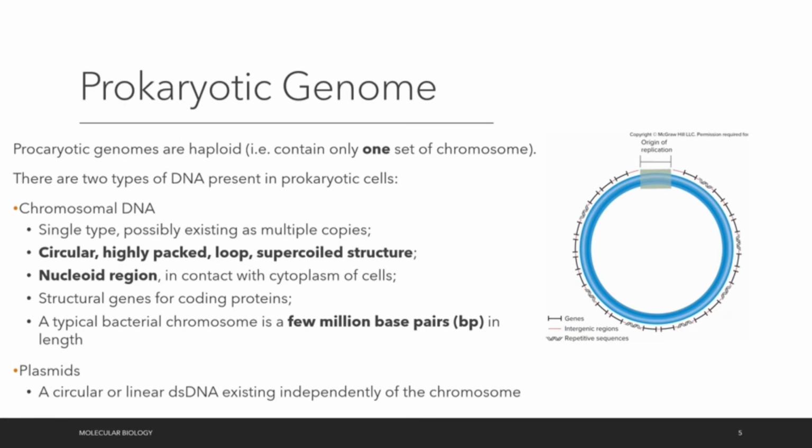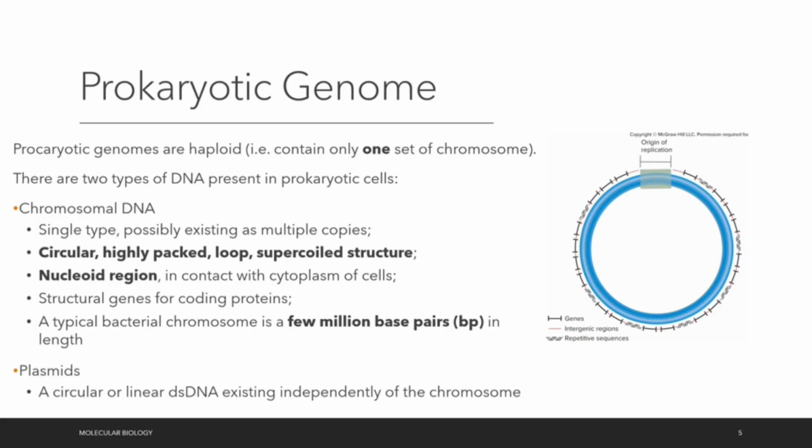There's also another population of DNA that's present in bacteria, which are plasmids. Plasmids are smaller, circular or linear double-stranded DNA, which exist independently of the chromosome. These plasmids are not confined in the nucleoid region; they can be swimming around in the cell. And there could be multiple copies of plasmids present inside one bacterial cell as well.